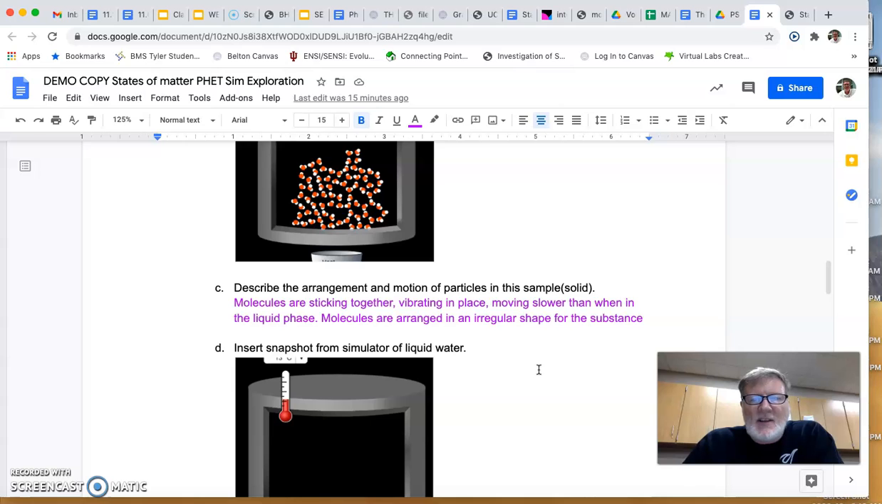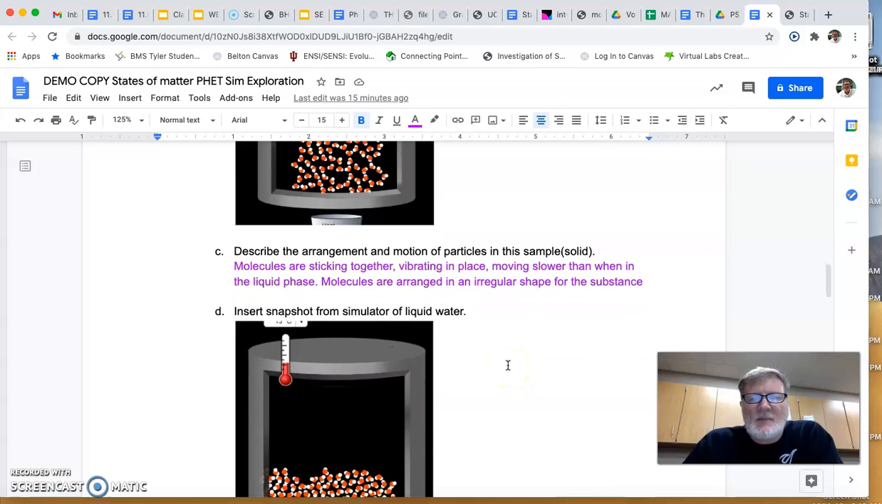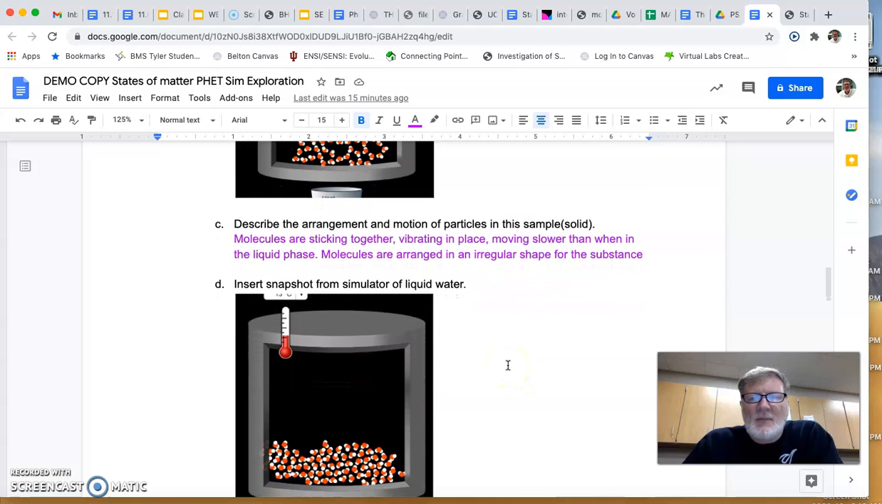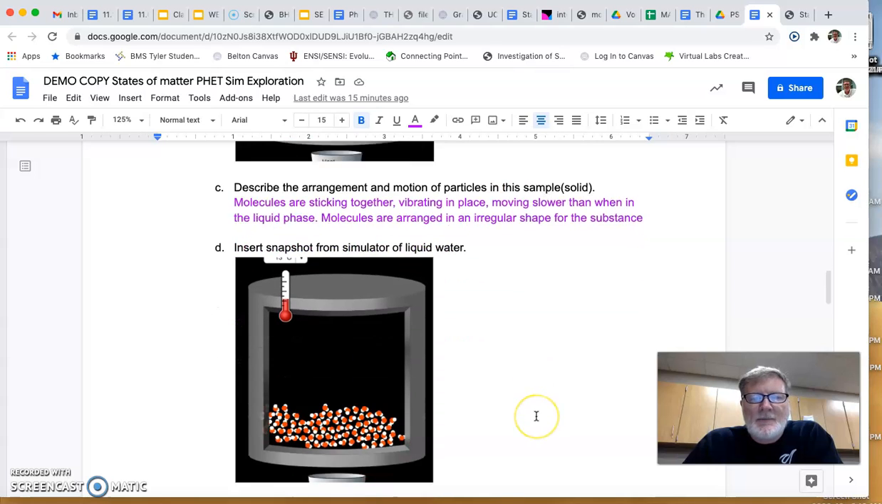Letter C, describe the arrangement and motion of particles in the sample. When you're describing the molecules in a solid, they're sticking together, vibrating in place, moving slower than when they're in the liquid phase. The molecules are arranged in a shape for the substance. So you can tell this is not filling the container, it's standing up inside the container.